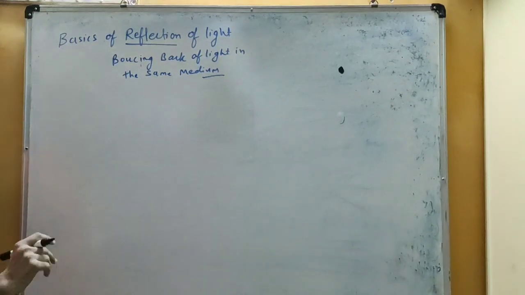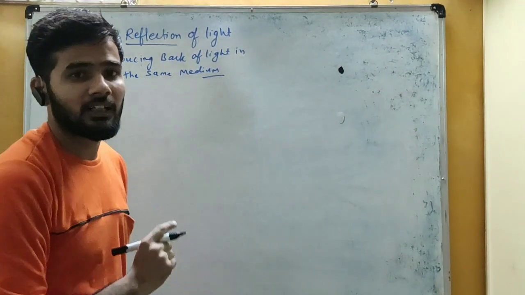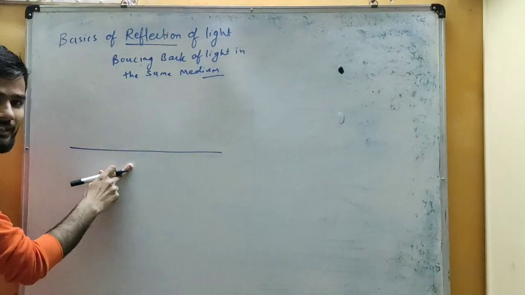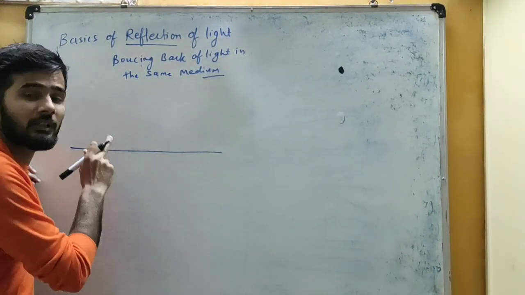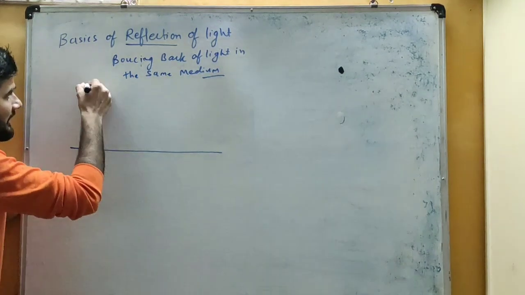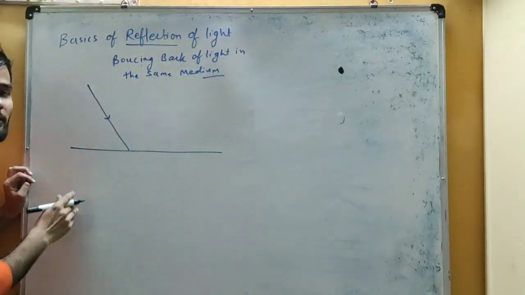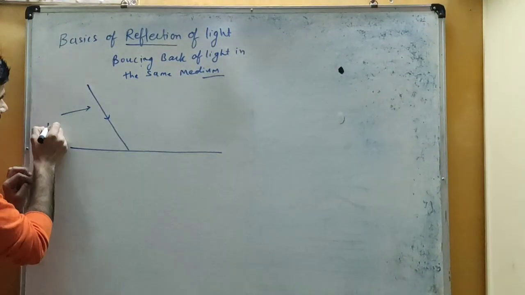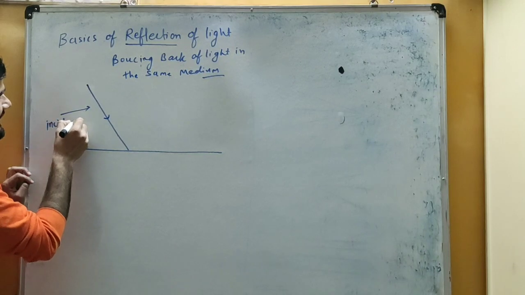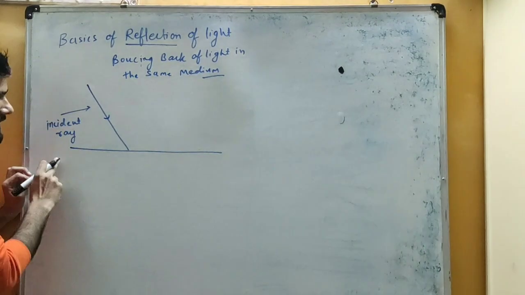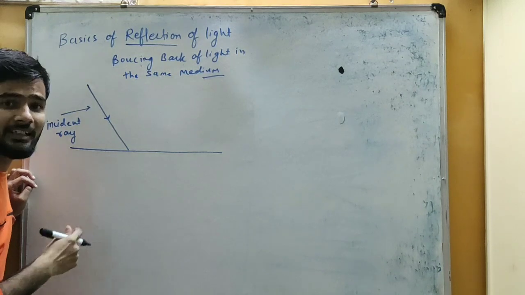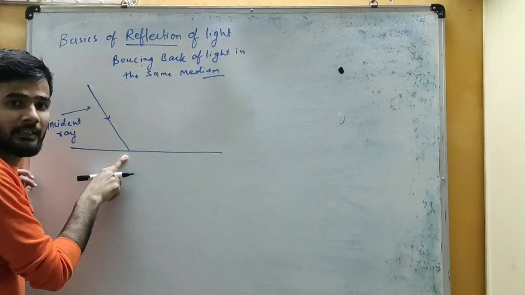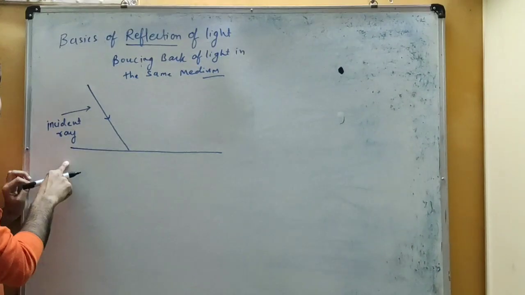Now here we will see some basic terms which are related with the reflection of light. Suppose, for example, we consider a surface on which all the light that falls on it will reflect back. The light ray which falls on the surface is called the incident ray. We know what a ray is: a ray represents the light and its direction. So this light, when it falls on the surface, is called the incident ray.